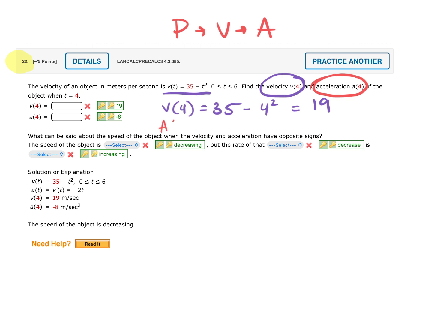So for our acceleration, I'll find a of t first. We need to take the derivative of our velocity. So that would be negative 2t. So a of 4 would be negative 2 times 4, which is negative 8. Negative 8, yes. A of t is the derivative of v of t, yes.